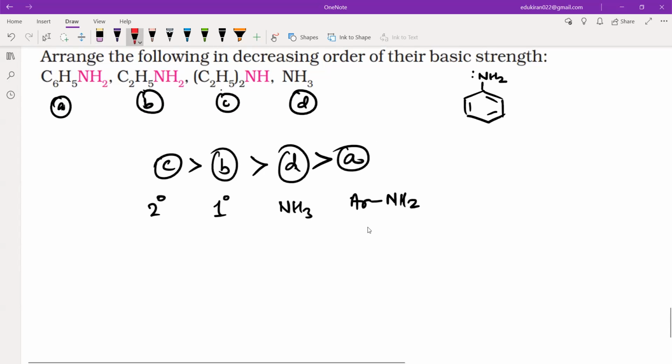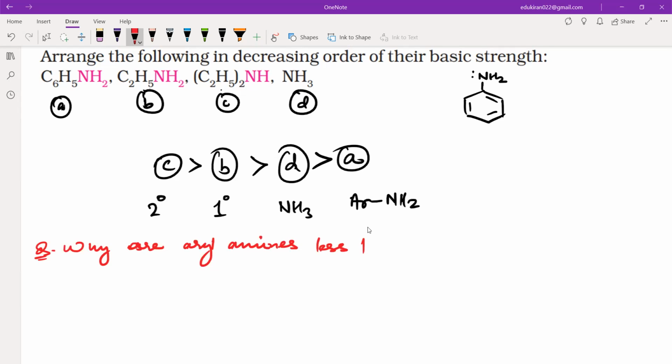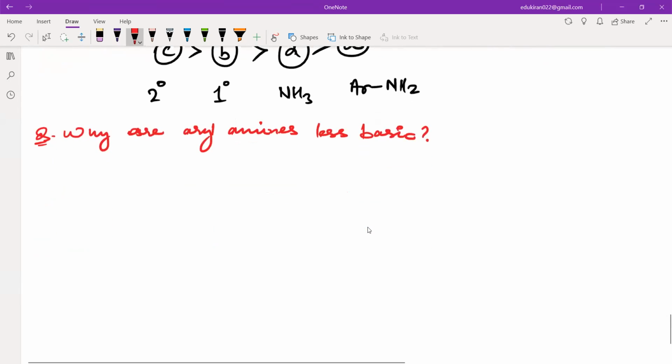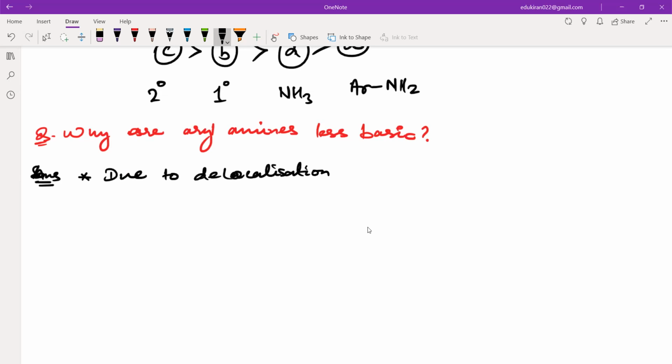Another question that you can get from here is, why are aryl amines less basic? There are a multitude of reasons that you can write. Number one, the reason you can write is delocalization. The lone pair is unavailable.